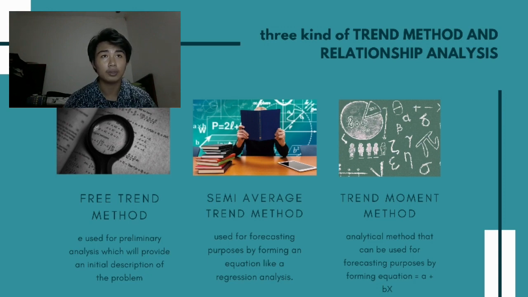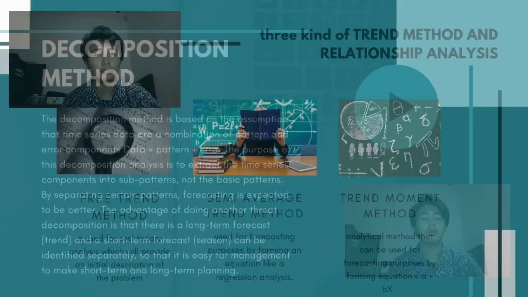This method can be used if the data encountered is even, so that it can be divided into two equal groups. And number three is the trend moment method. The trend moment method is an analytical method that can be used for forecasting by forming the equation a plus bx. Unlike the semi-average trend method, this method does not require the amount of data to be even.